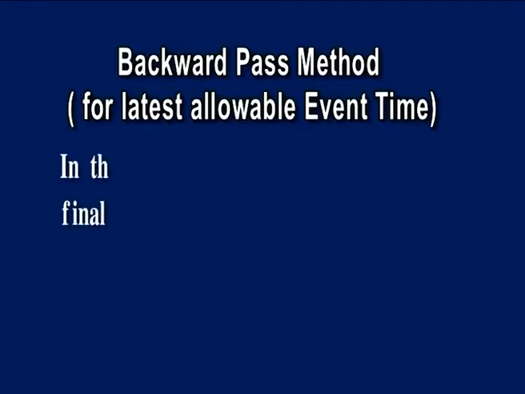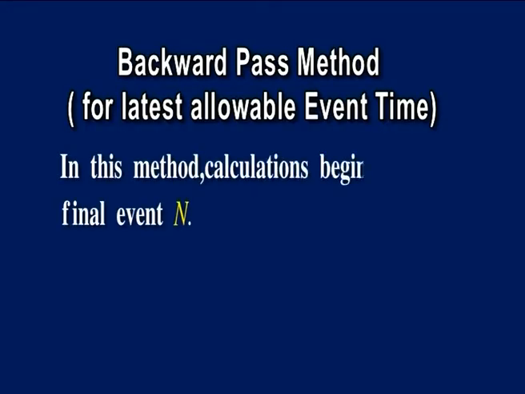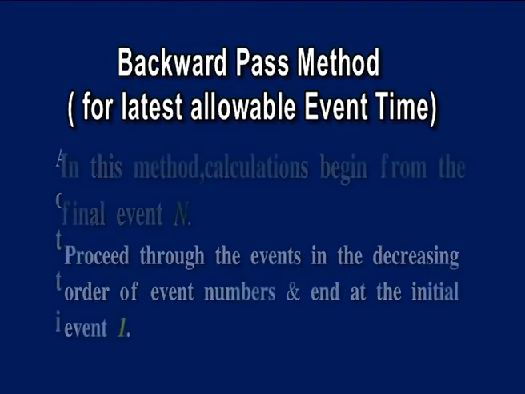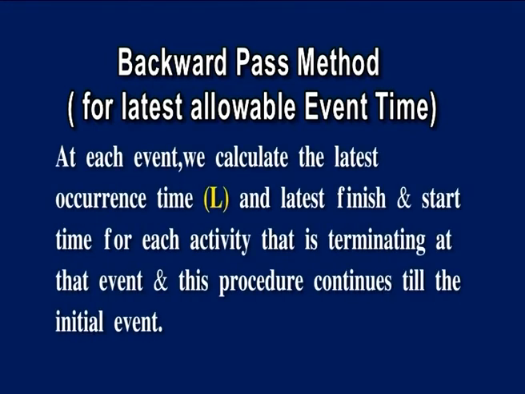Now coming to the backward pass method. This is for the latest allowable event time. In this method, calculations begin from the final event n. Proceed through the events in the decreasing order of event numbers and end at the initial event 1. At each event, we calculate the latest occurrence time L and the latest finish and start time for each activity that is terminating at that event, and this procedure continues till the initial event.